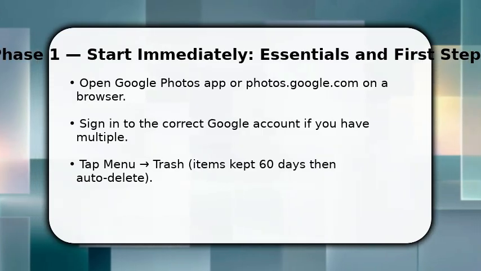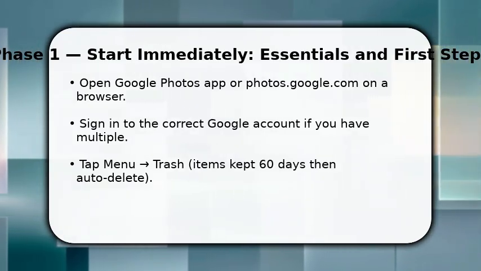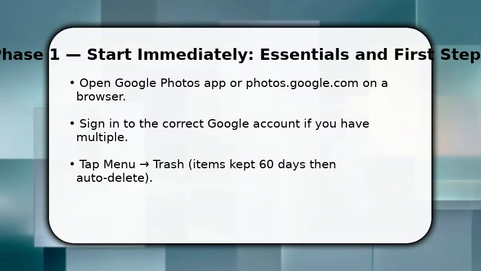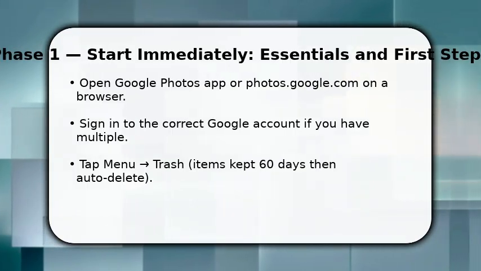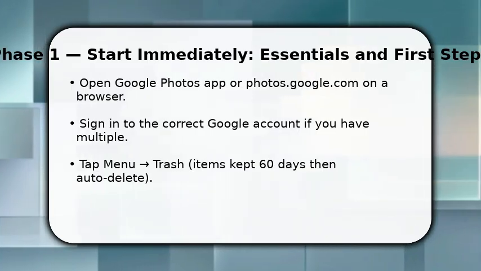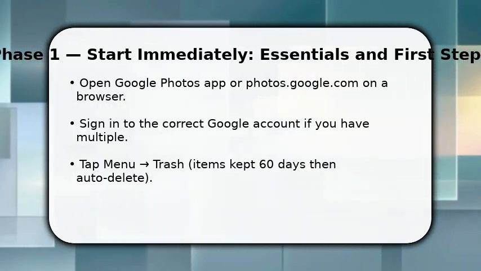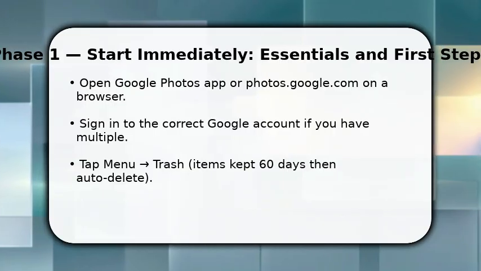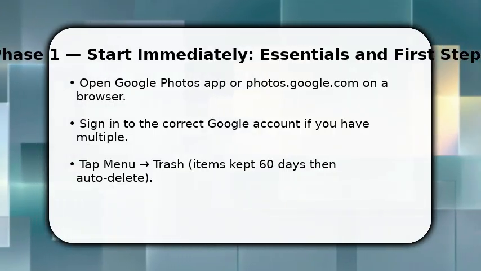You start in the Google Photos app or on photos.google.com, signed into the account that holds the items. Once there, open the left-hand menu and select Trash. This is where deleted items sit for 60 days. Make sure you're looking at the right account and the right device because trash is account-specific.